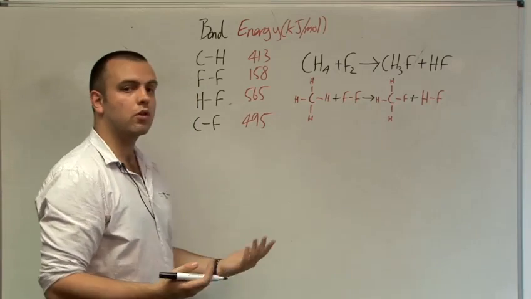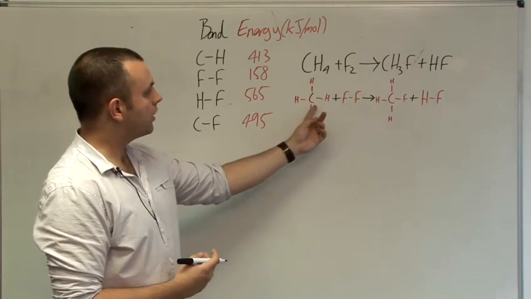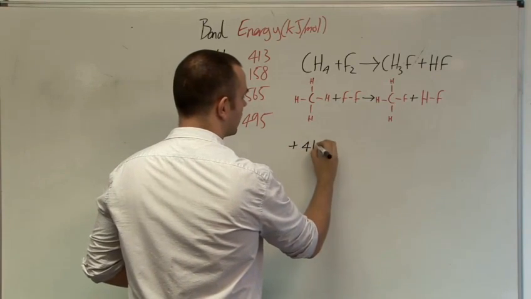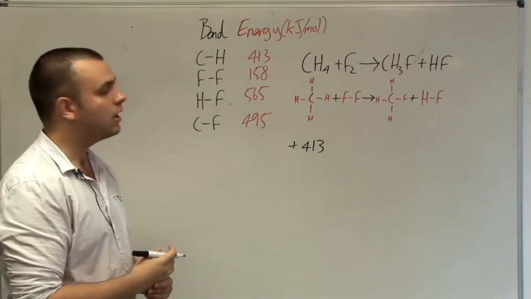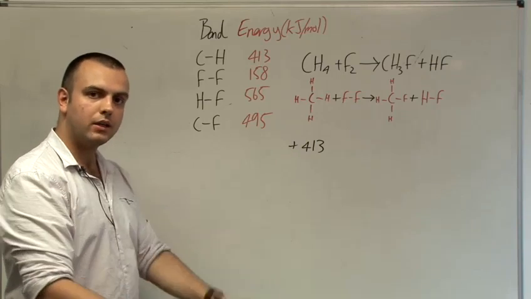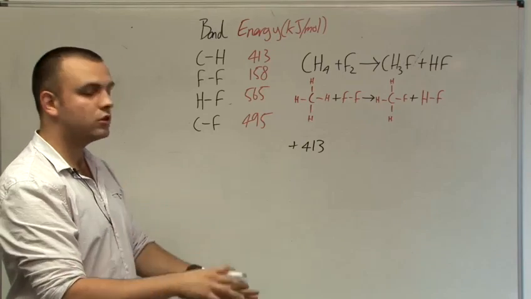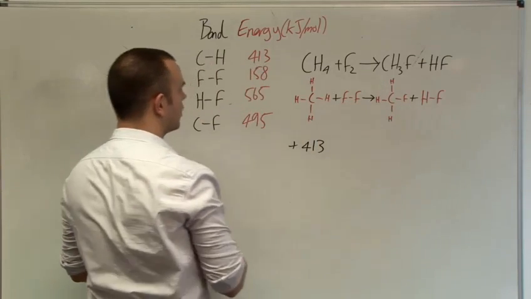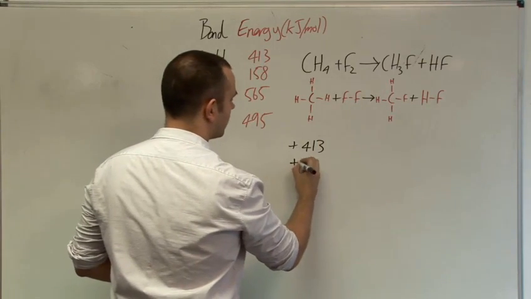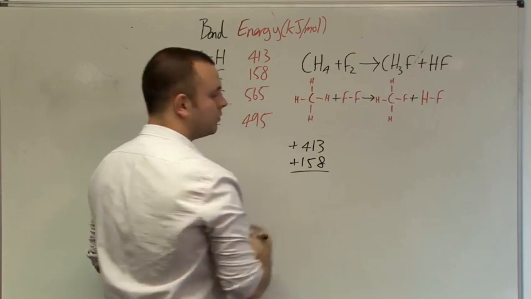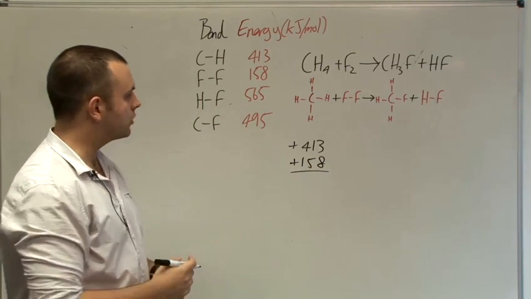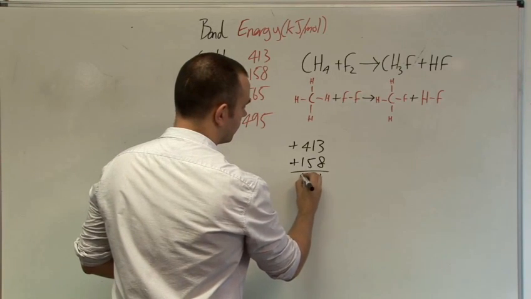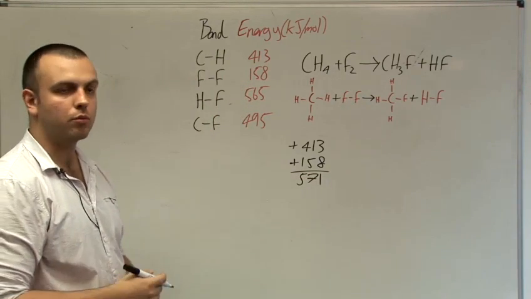So what bonds are being broken on the left-hand side? Well, we have one carbon-hydrogen bond being broken. This requires us to put in 413 kilojoules per mole. The plus sign is there because we're putting energy into the chemicals. We also have to break the fluorine-fluorine bond because the hydrogen is going to come in later on. So we also add 158. This means that the total energy required to break the bonds in the first place is 413 plus 158, which is 571 kilojoules per mole.